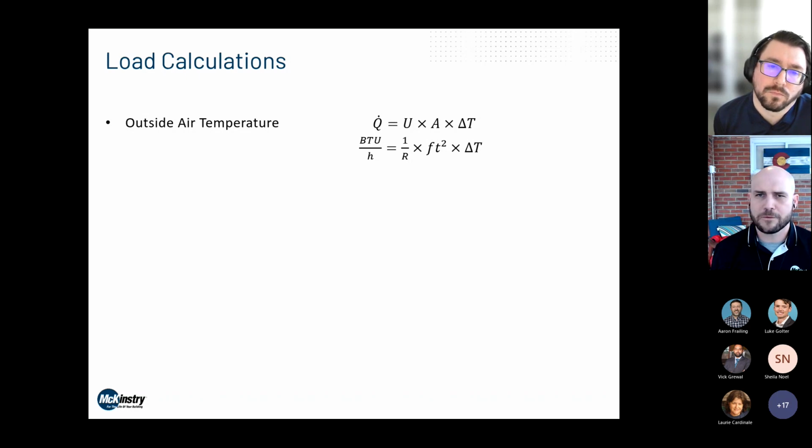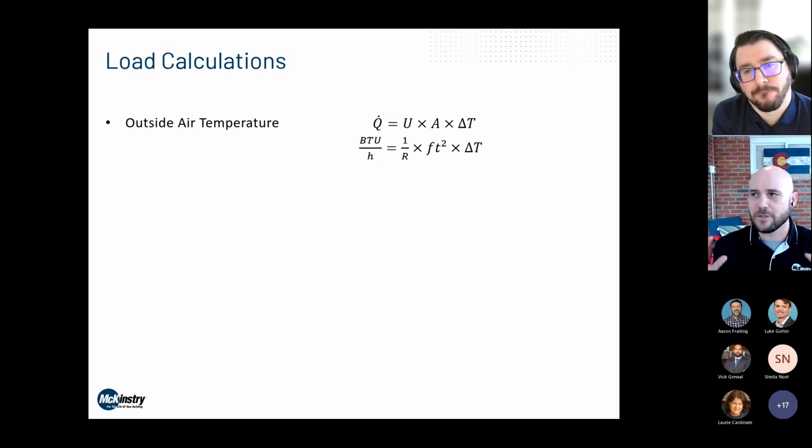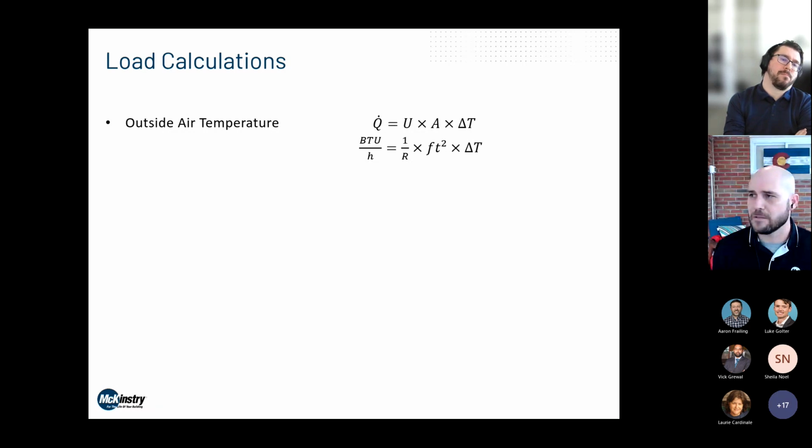And the U is 1 over your R values. So if you have a well-insulated building, usually you think of high R values of well-insulated walls or roofs or whatever. So U is the reciprocal of that. So big R gives you a small U. You multiply that by A, the square footage of the building envelope, the roof, the walls, windows, all that stuff. And the delta T is going to be your temperature difference between indoors and outdoors.